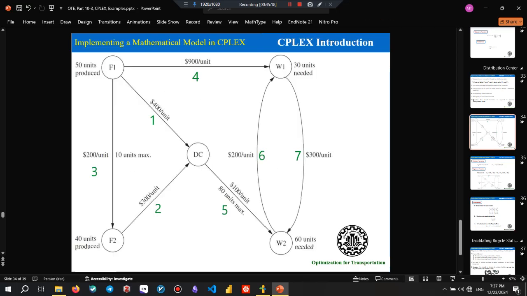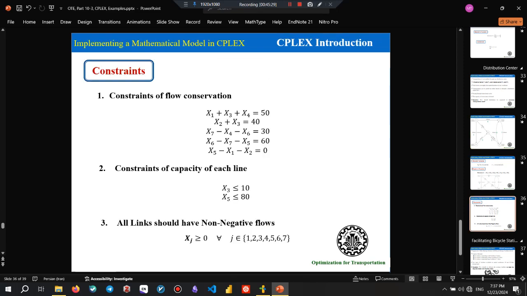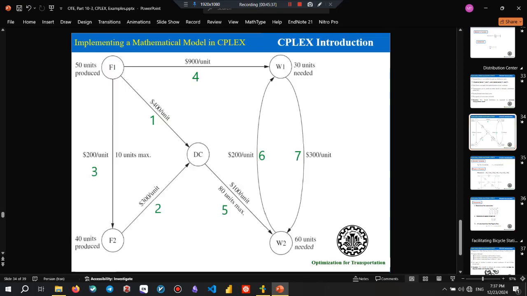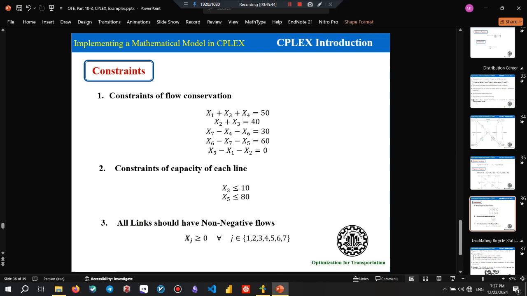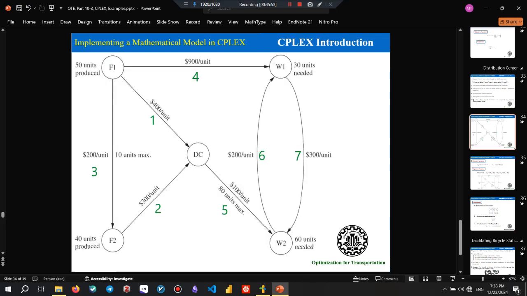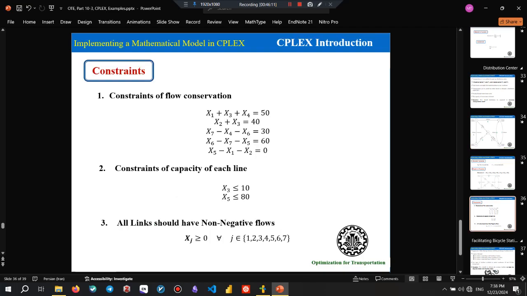The capacity is the thing that we discussed about line 3 and line 5, right? There's a capacity constraint for them. So x3 and x5 have a constraint for each one of them. But the challenge is the constraints of flow conservation. And I told you in slide number 34 that for F1, you should have the flow for line 1, 3, and 4, which can be said as x1, x3, and x4 added together should equal 50, and the others are the same.